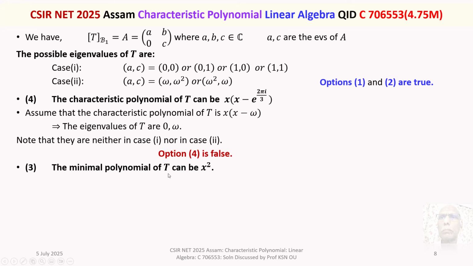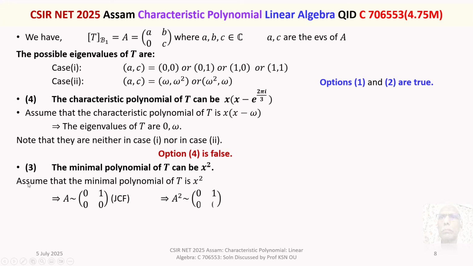The minimal polynomial of T can be x square. Assume that the minimal polynomial of T is x square. So, this is also the characteristic polynomial. Anyway, this is sufficient for me. When the minimal polynomial of T is x square, that is, 0 is an eigenvalue repeated twice, then A is similar to its Jordan canonical form.